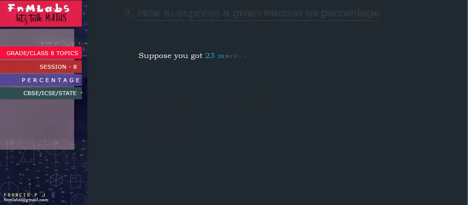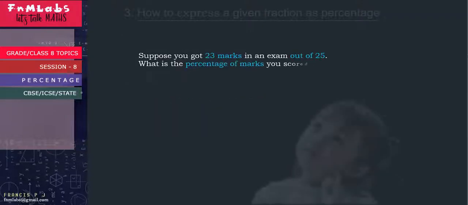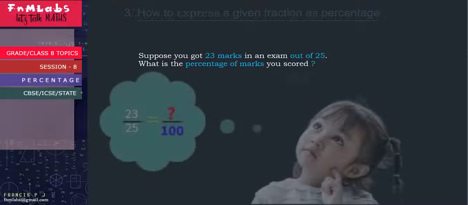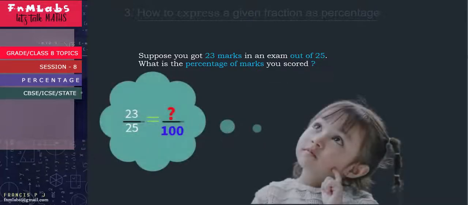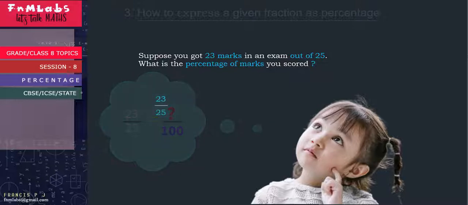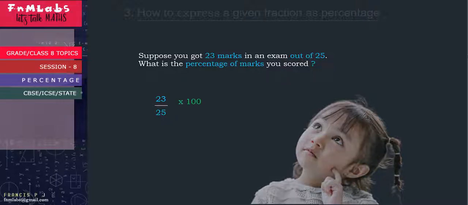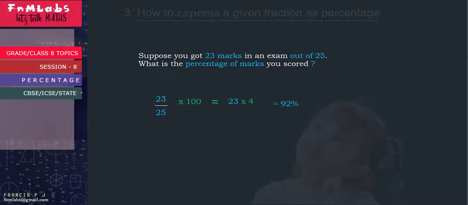Suppose you got 23 marks in an exam out of 25. What is the percentage of marks you scored? Or in other words, what will be your marks out of 100? What is the fraction here? You scored 23 marks out of 25. So the fraction is 23 by 25. To find the percentage of marks, you first need to multiply the fraction by 100 as we saw in the previous case. That is 23 by 25 times 100, which is equal to 92. So now you know you got 92% marks.